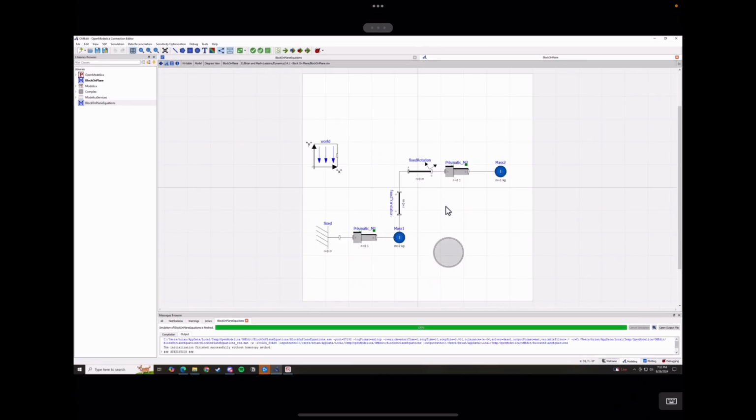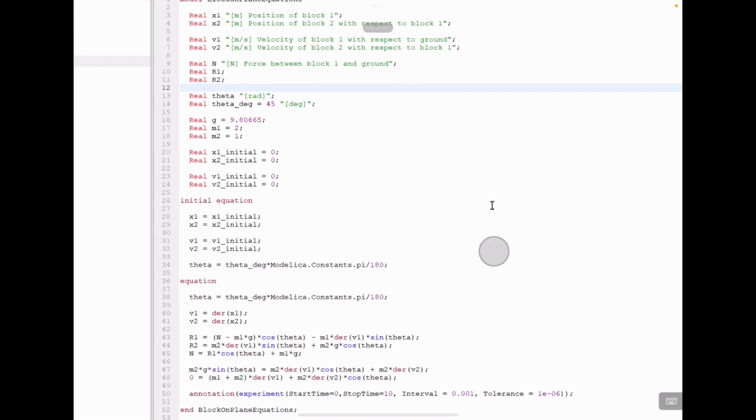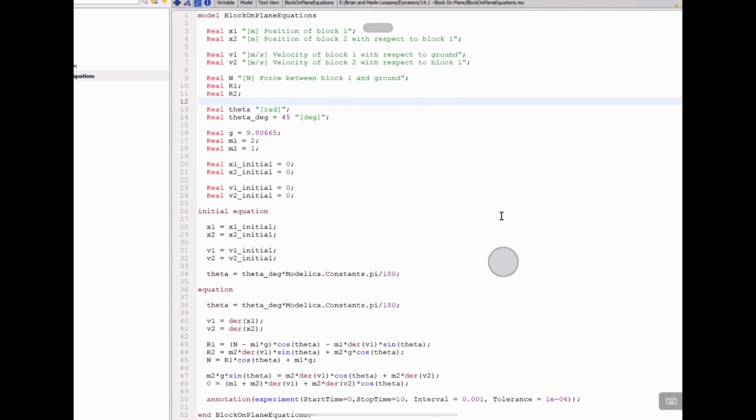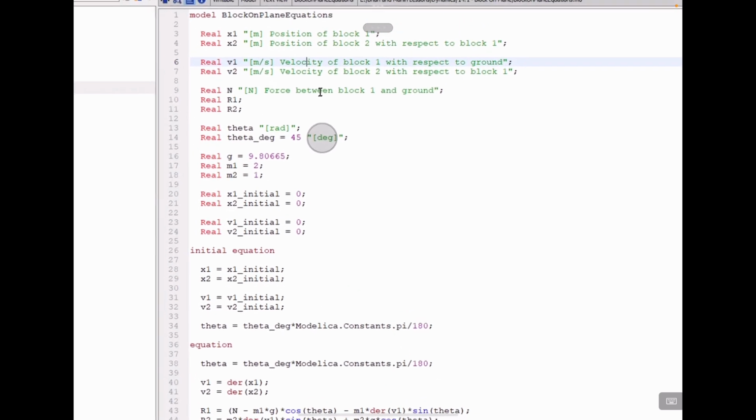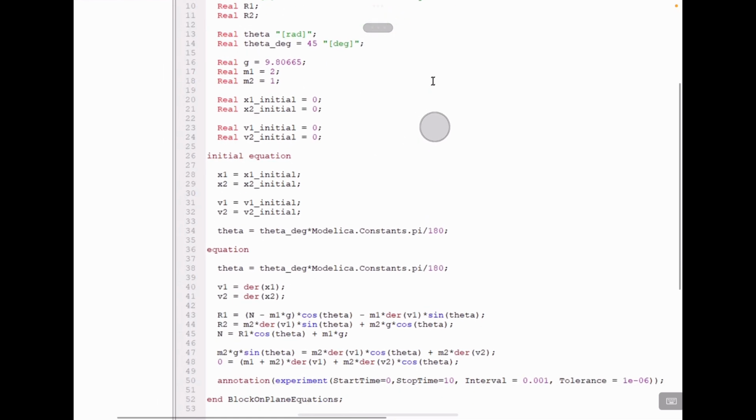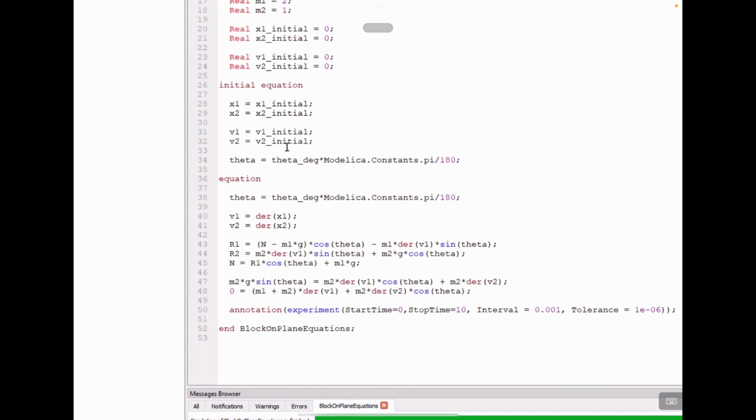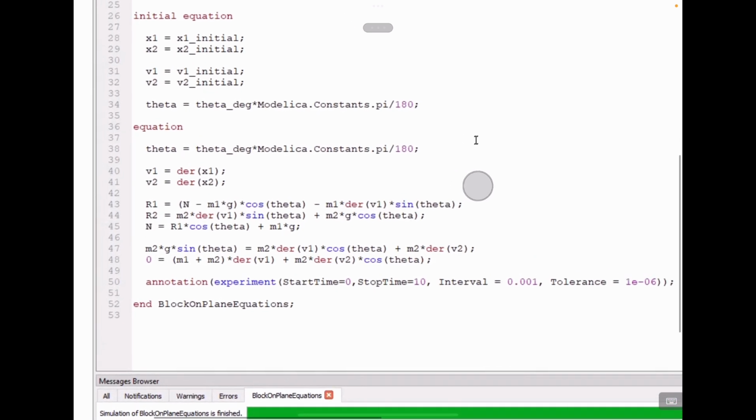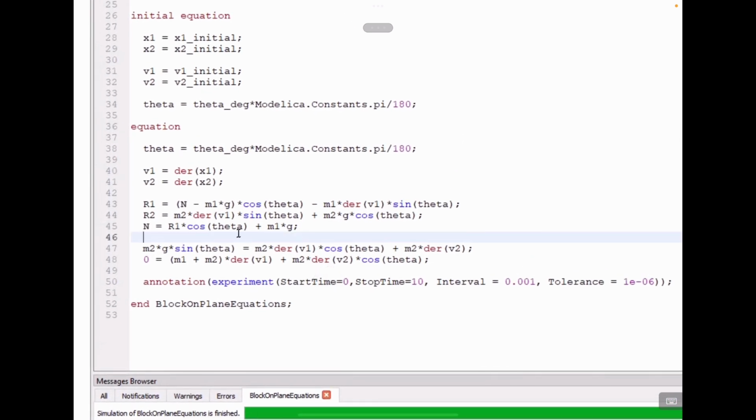The other way that I modeled this in Open Modelica is over here. I actually coded it up. So Modelica is a programming language, and you can see this first section called model. Block on plane equations is what I called it. This is where you define all of your states and variables and everything. We have this initial equation section here, and this is where we set our initial conditions. And then finally, our equation section here. This is what's really nice about Open Modelica, is you can just type the equations as they are, right?